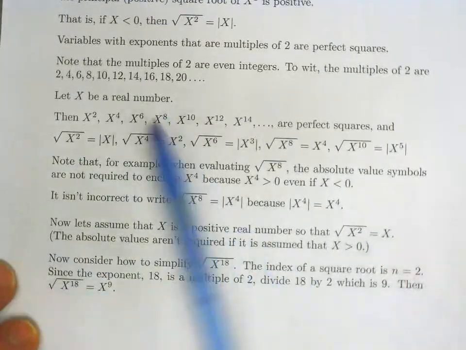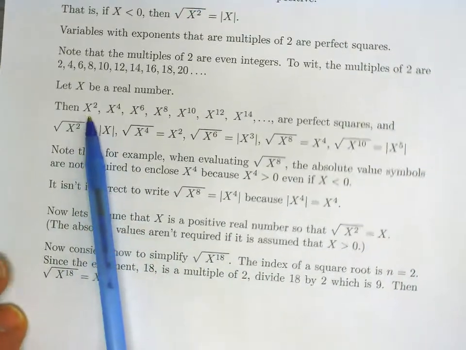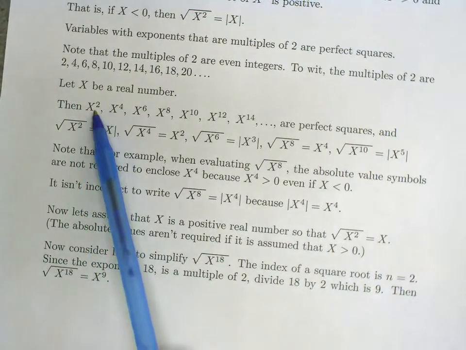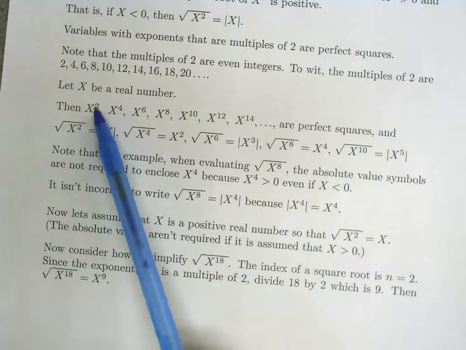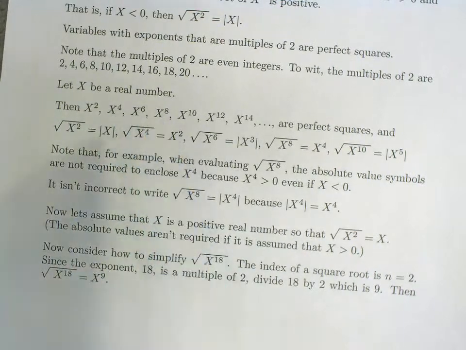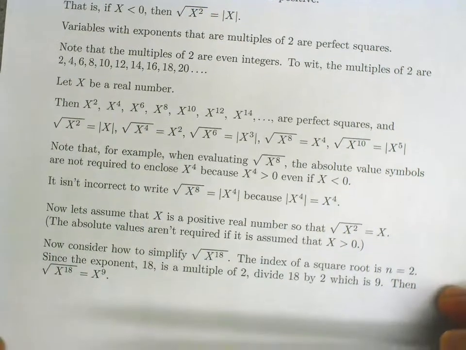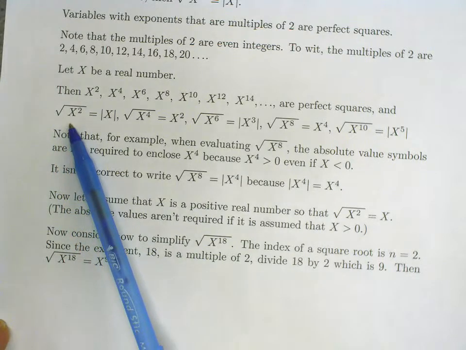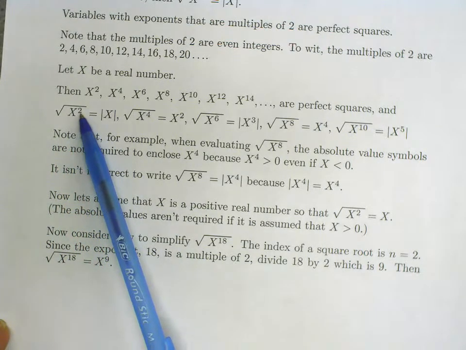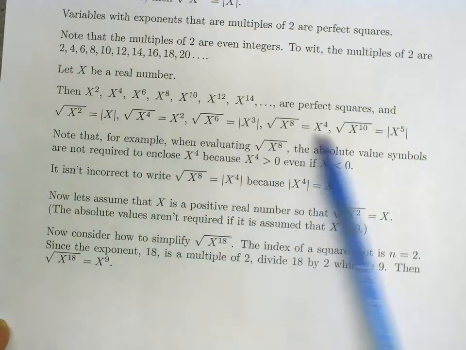And we also reviewed earlier today that variable terms with exponents that are multiples of 2 are perfect squares. So square roots of variable parts with even integer exponents simplify pretty nicely.